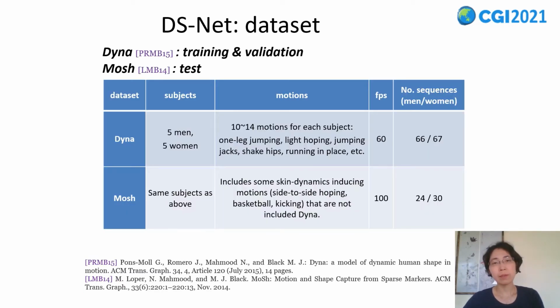The DYNA dataset is rather limited in size, so we have tried to maximize the use of this data for training the network and find some extra dataset for the test. Another related work, MoSh, provides some dynamic skin-inducing motions that are not included in DYNA. We could use some of the mesh sequence data in MoSh as our test data, after resolving the problem of different sampling rates and the global orientations of the two datasets.